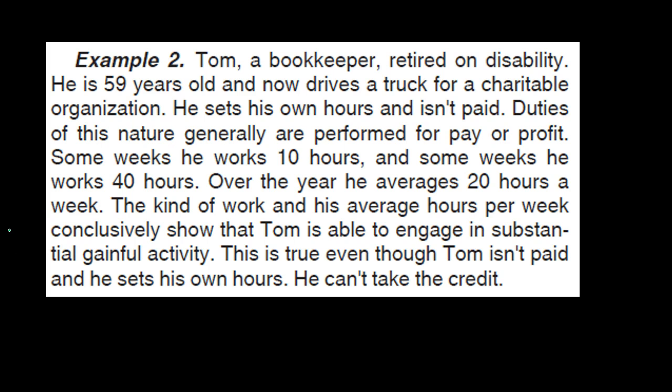Example 2. Tom, a bookkeeper, retired on disability. He is 59 years old and now drives a truck for a charitable organization. He sets his own hours and isn't paid. Duties of his nature generally are performed for pay or profit. Some weeks he works 10 hours and some weeks he works 40 hours. Over the year, he averages 20 hours a week. The kind of work and his average hours per week conclusively show that Tom is able to engage in substantial gainful activity. This is true even though Tom isn't paid and he sets his own hours. He can't take the credit.